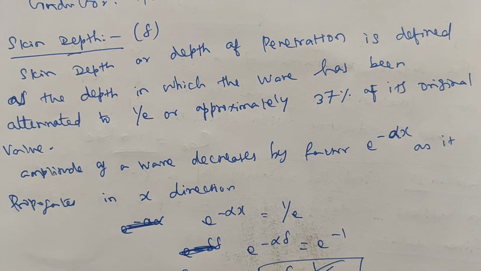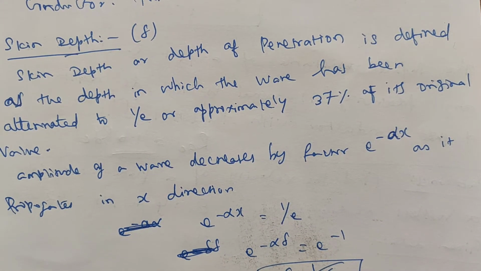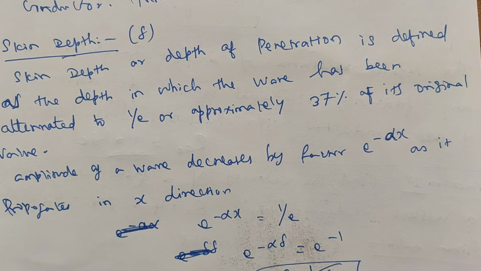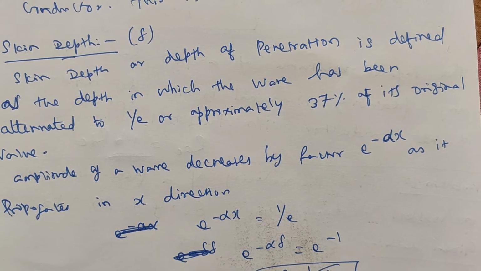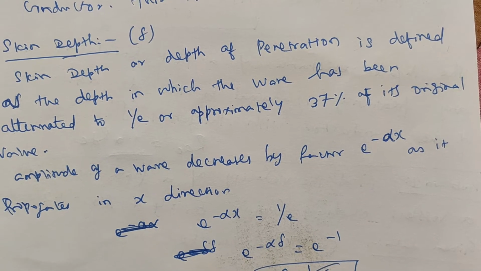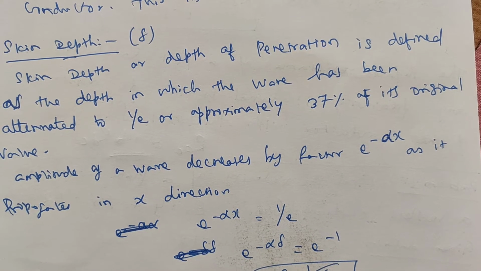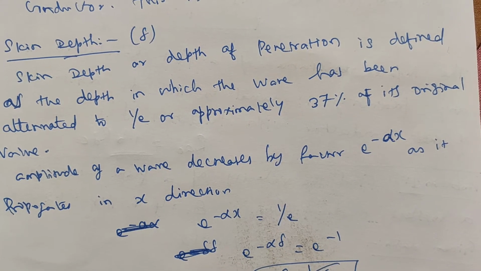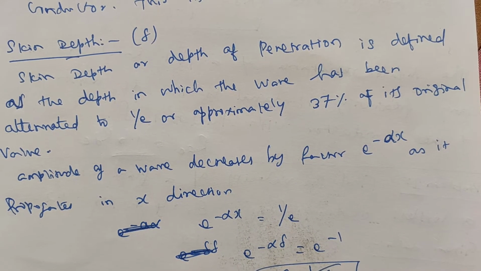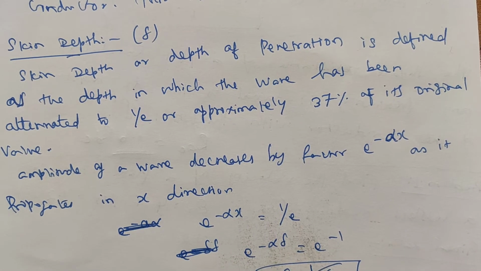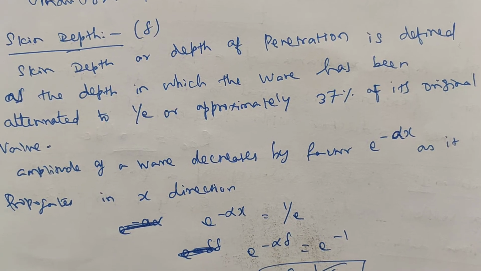So when a high frequency signal is passed through the conductor, the wave will be getting attenuated. So at one point on the thickness, when penetrating into the conductor, the wave will have a magnitude of 37% of its original value. So the depth from the surface to that particular point of the thickness where the wave has only 37% of its initial value, so the total thickness is called the skin depth or depth of penetration.